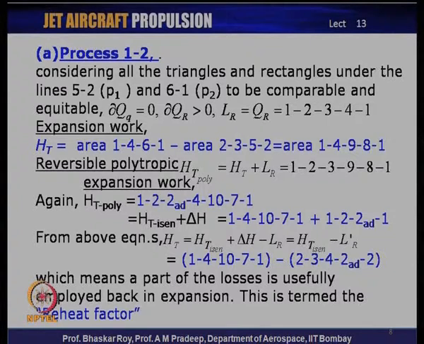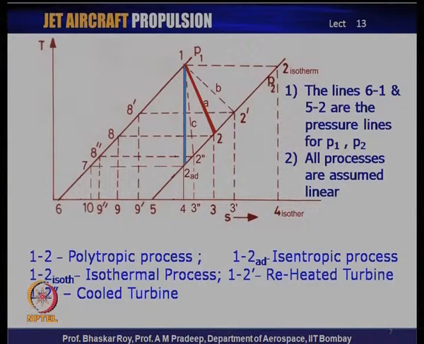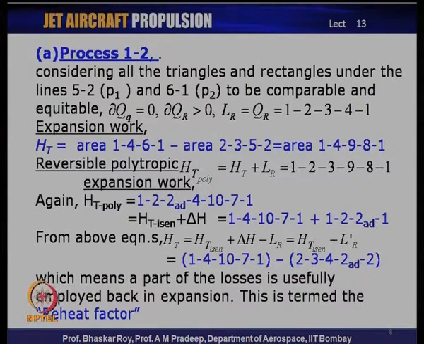Now, the H T polytropic can also be written in terms of 1, 2 to adiabatic 4, 10, 7, 1. So, 1, 2 to adiabatic 4 and then 10, 7, 1. If you go along this red line 1 to 2, then 2 to 2 adiabatic, and 2 adiabatic down to 4 and then to 10 and to 7, 1, this also, from thermodynamic depictions, gives you the polytropic work.